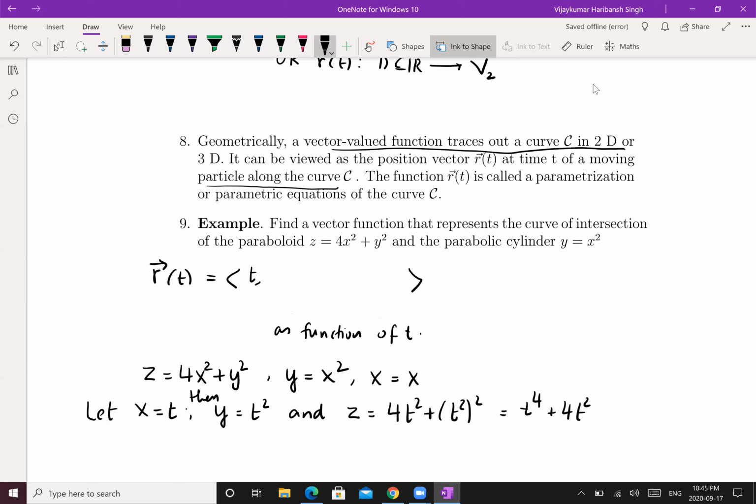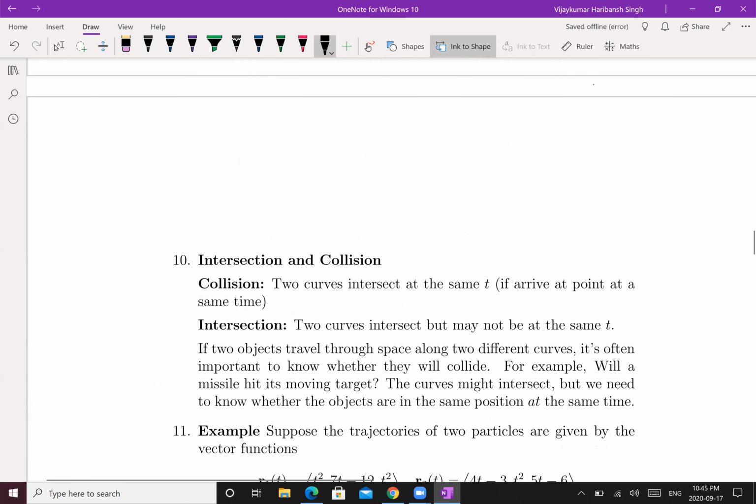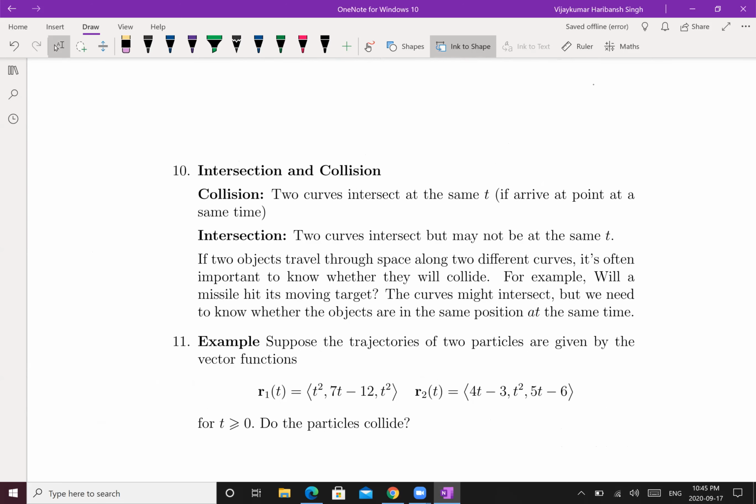Then we have t square for y, and then for z we have t to the 4 plus 4t square. So this is a common way to write down a parametrization for this curve, and consequently the vector valued function which gives the position vector of the points, right? So what is an application?